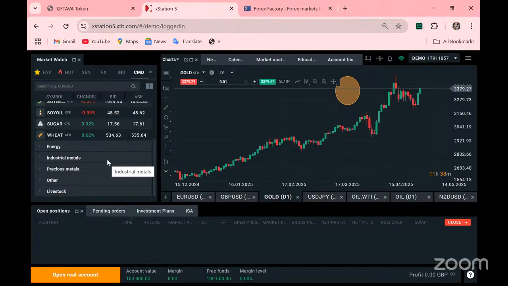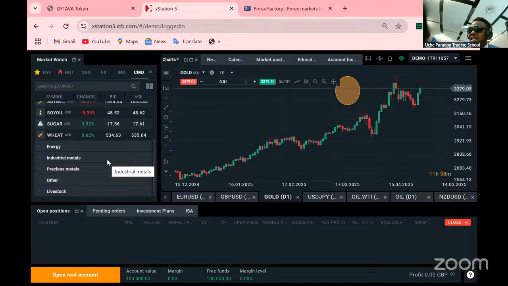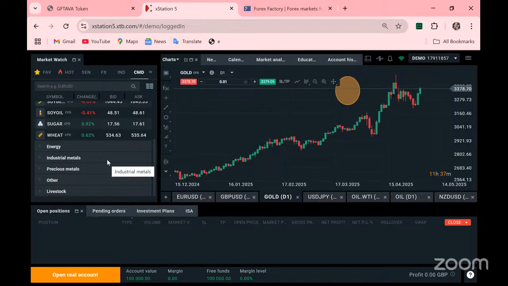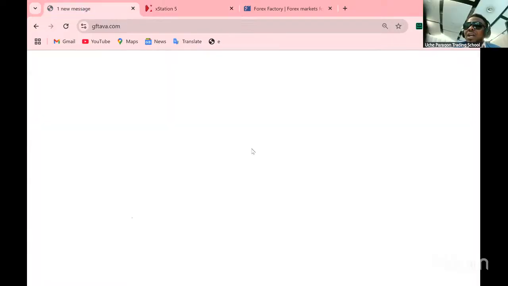The chart, these are the derivatives, because the price here is derived from the spot, the physical market. They don't control it. The market is the way the physical item is traded. So that's why I asked you to use GFT Ava.